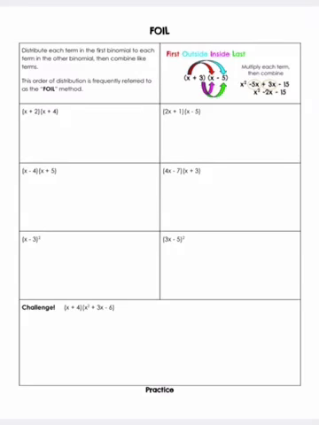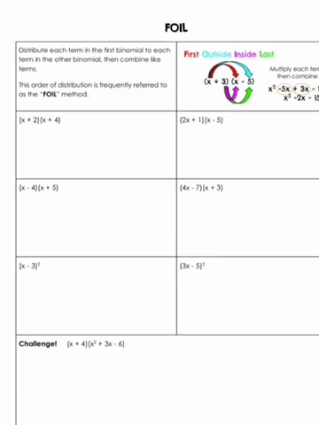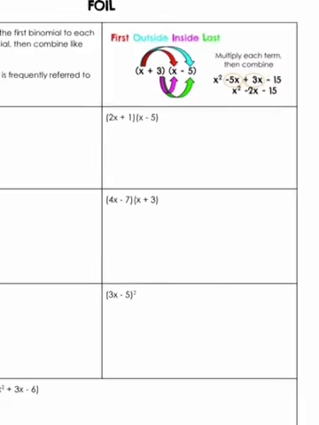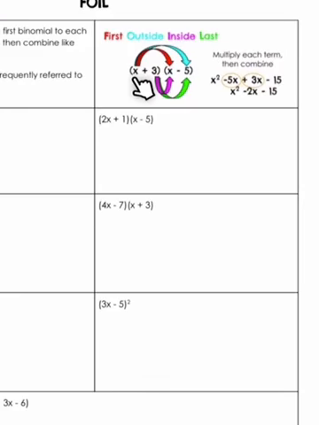All right, we're going to be looking at what we call FOIL. So FOIL is when you distribute each term in the first parentheses to each term in the second parentheses. So we call this FOIL because we do the first term times the first term.